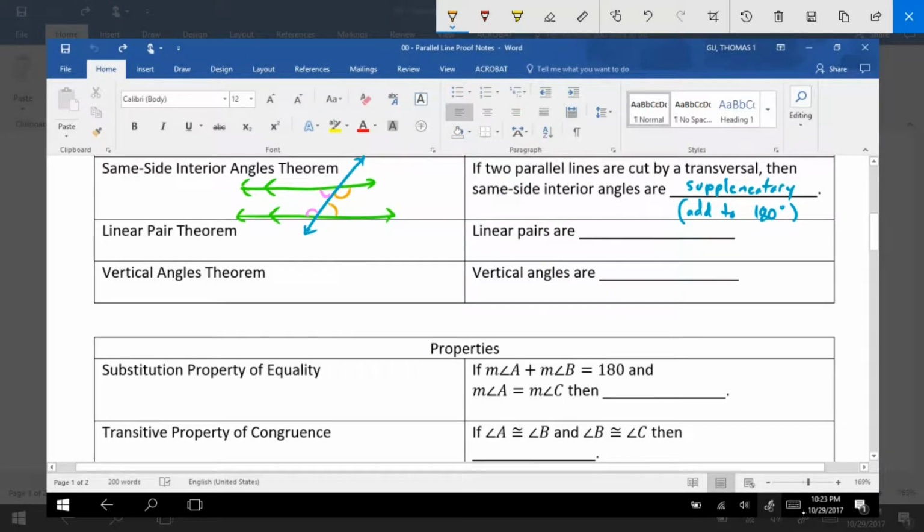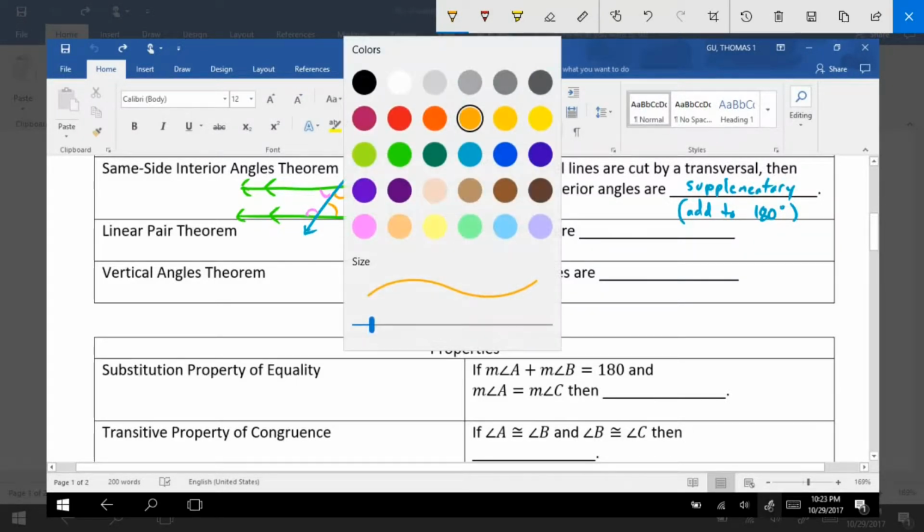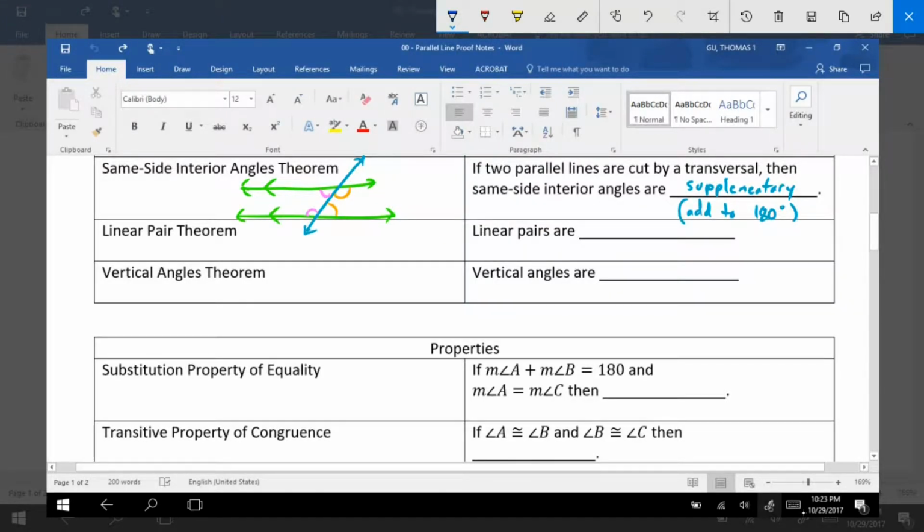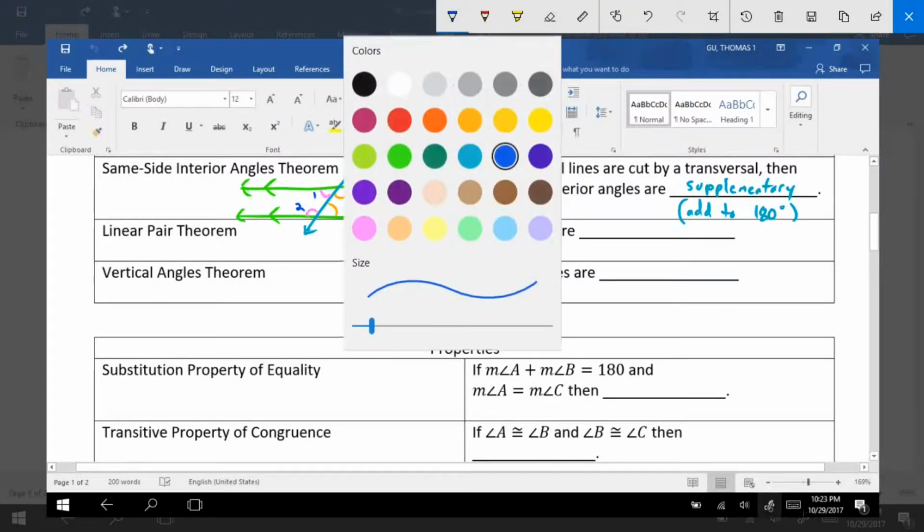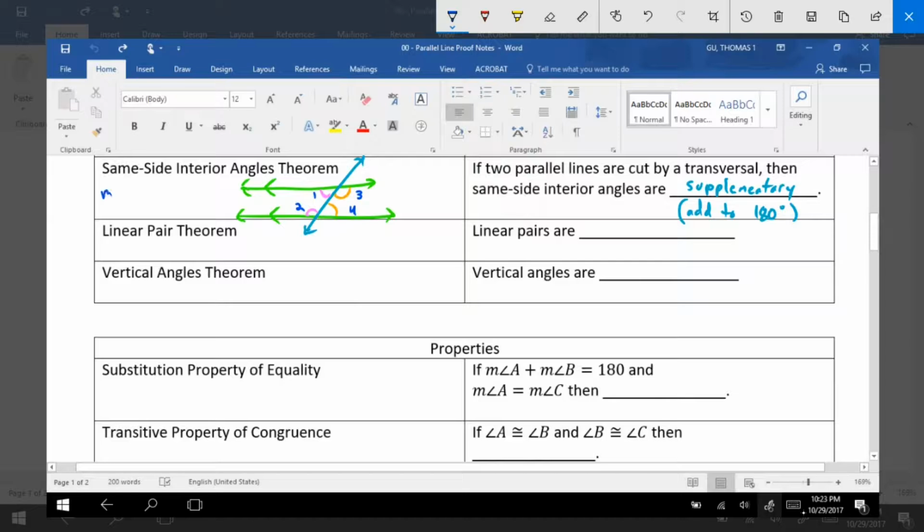They're on the same side of the transversal, and they are on the interior of the two parallel lines. These two would add up to be 180 degrees. So for example, if I were to label this 1 and 2 and this 3 and 4, then the measure of angle 1 plus the measure of angle 2 equals 180 degrees. Also, the measure of angle 3 plus the measure of angle 4 equals 180 degrees.